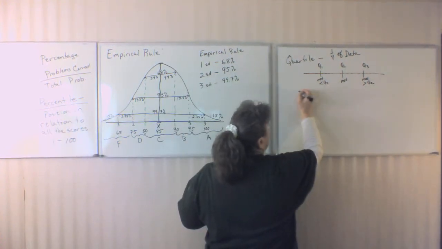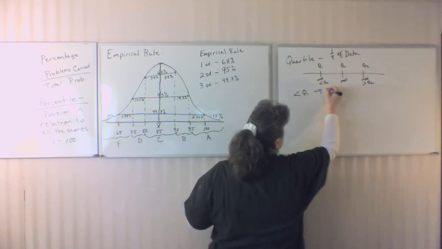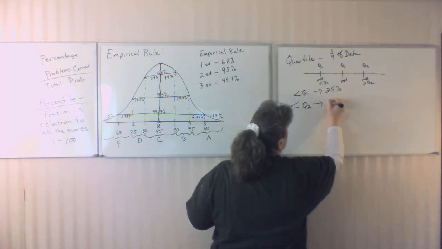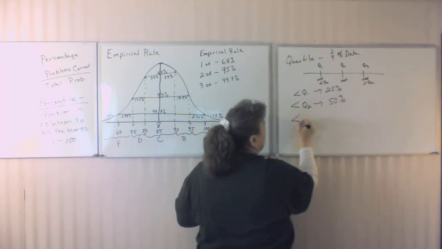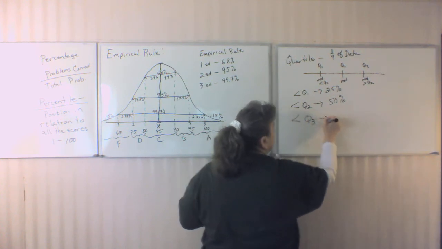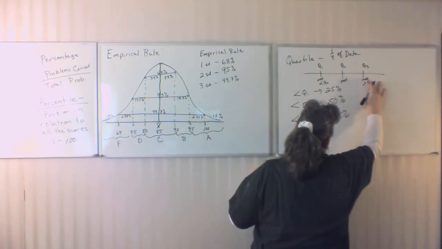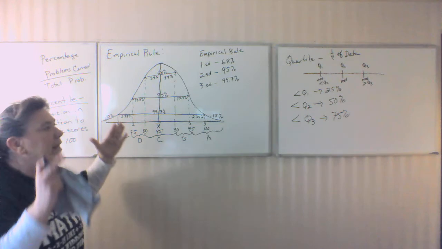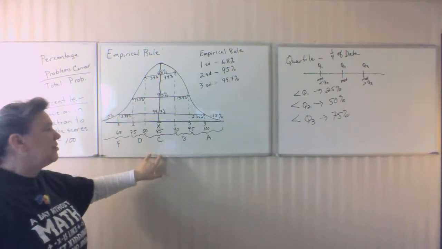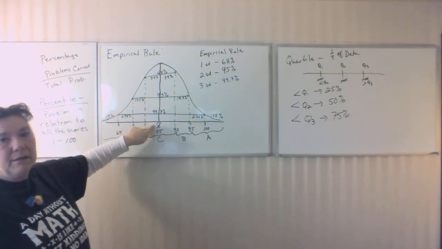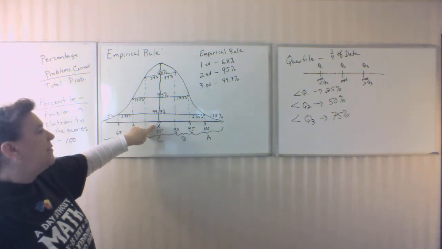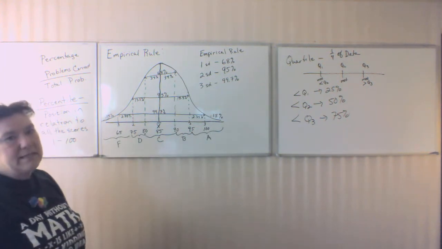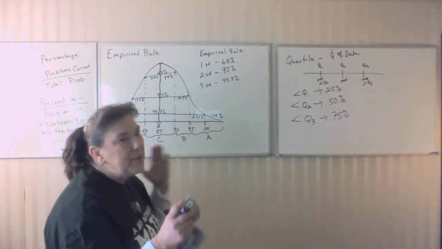So less than Q1 has 25% of the data. Less than Q2 has 50% of the data. Less than Q3 has 75% of the data. So you can see that it's just a larger, in a sense, standard deviation. The Q2 would be the median, and it would match the mean. And then the Q1 and the Q3, and then everything less than that. So you can see they really relate to each other.